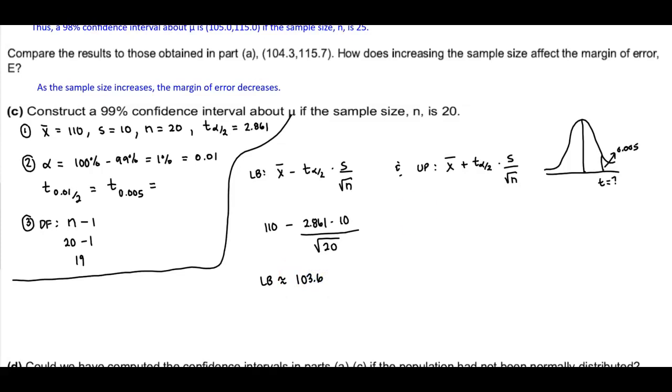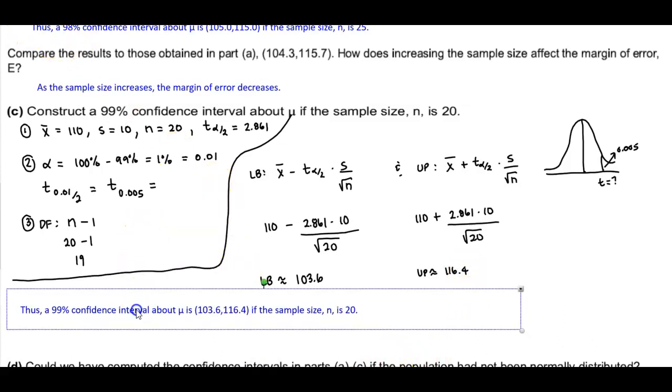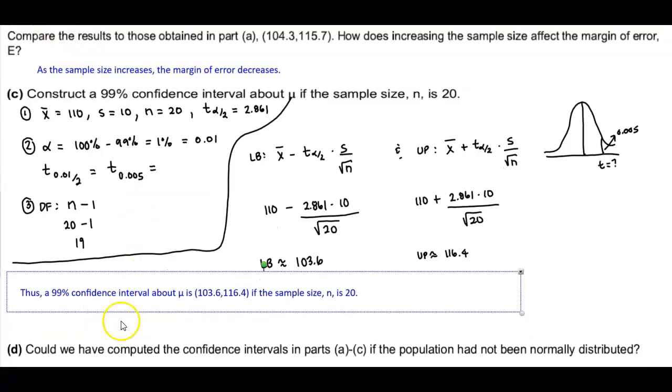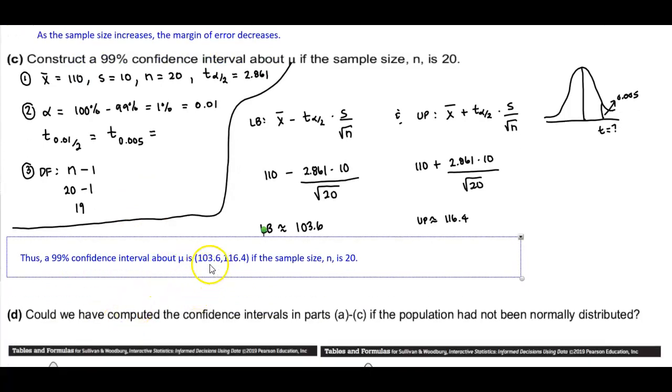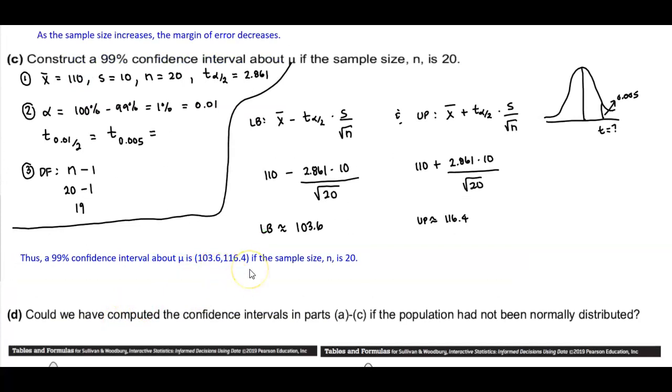So we get a lower bound of approximately 103.6. And then for the upper bound, we take 110 plus 2.861 times the standard deviation over the square root of the sample size of 20. And therefore, we get an upper bound of approximately 116.4. So when we summarize this problem, we can see that a 99% confidence interval about the population mean is between 103.6 and 116.4 if the sample size n is 20.